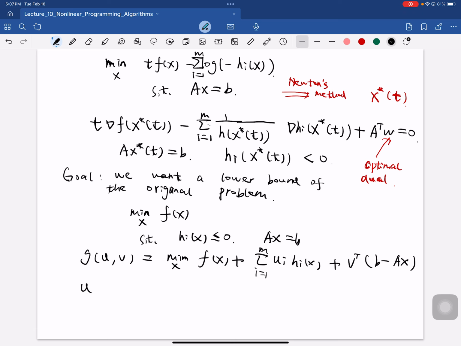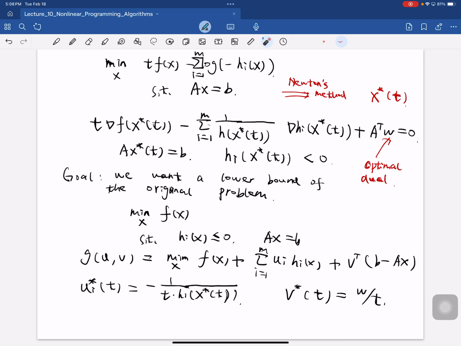Right? So here the claim in this proof is the following: if you set u star_i(t) equals minus 1 over t times h_i(x star(t)), and v star(t) equals the dual variable over t, then x star(t) minimizes this particular function.